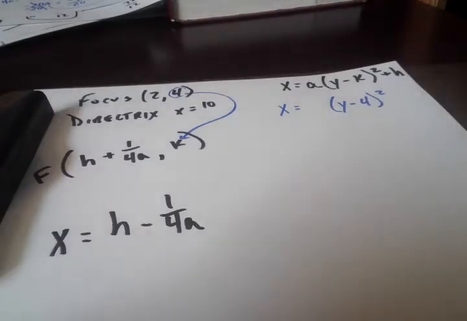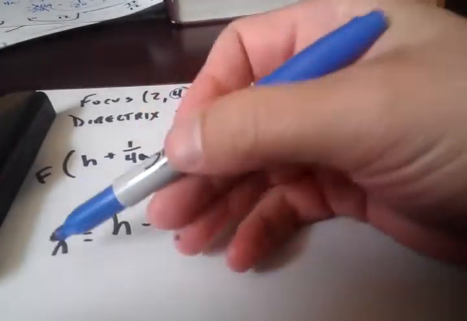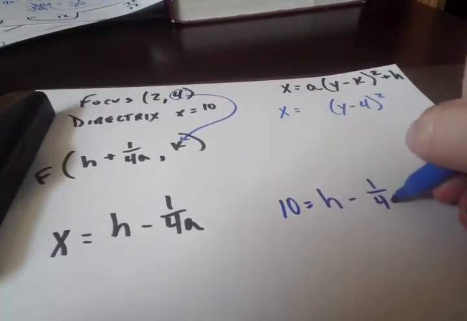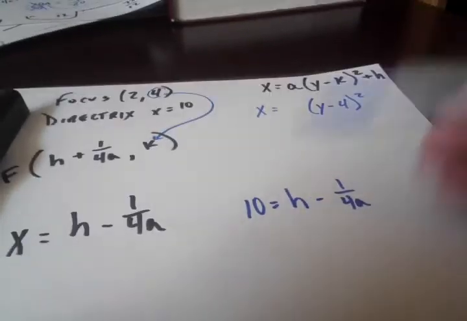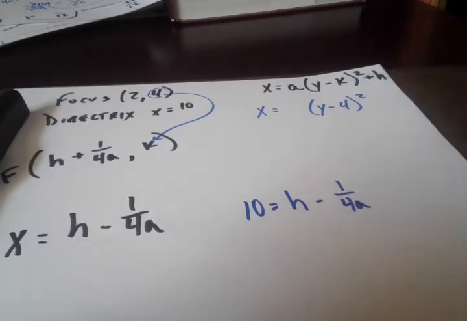Okay, so if we look at our directrix, we again know what x is. It's 10. Okay, but if we plug 10 in here, watch what happens. We get 10 equals h minus 1 over 4a. And the problem is now we have two variables in an equation. Hopefully you guys are starting to think way back to Algebra 1 what we do when we have an equation with two different variables. Well, I'm thinking that this is going to be a system, right? A system of linear equations. A reminder, a system just means two or more equations with two or more variables.